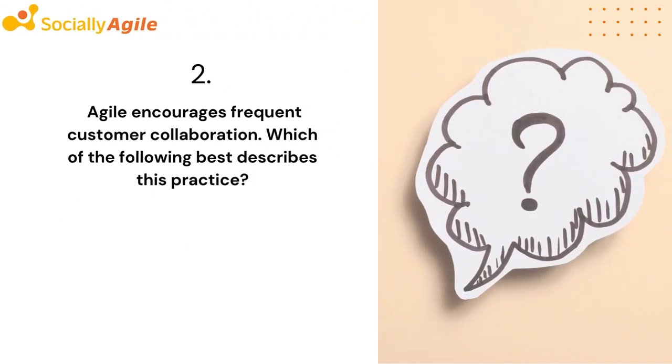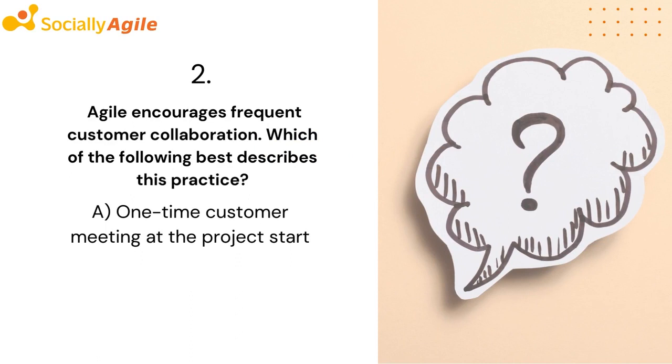Let's take a look at the answers. A. One-time customer meeting at the project start. Agile goes beyond a one-time customer interaction. It promotes continuous collaboration between the development team and the customer throughout the project. This ongoing feedback loop is essential for Agile's success.